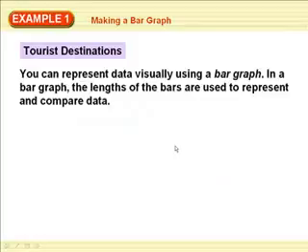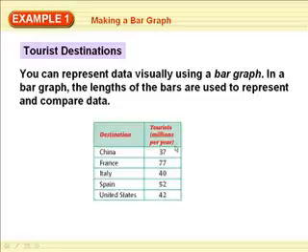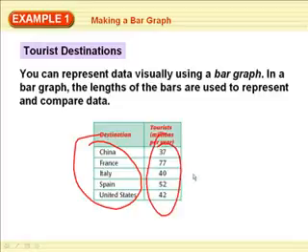Making a bar graph. It says you can represent data visually using a bar graph. In a bar graph, the lengths of the bars are used to represent and compare data. So to decide whether or not we want to use a bar graph, you usually take a look at your data, and since this right here is a category, a destination, it would be best to show it in a bar graph, and then the size of the bars will be reflected depending on the number right here. You see 77 is the biggest number, so your scale needs to fit accordingly.